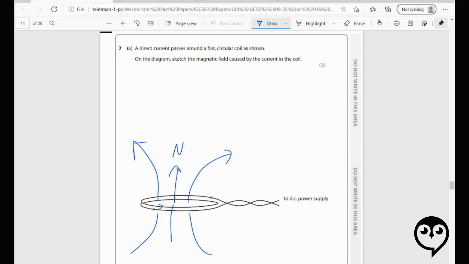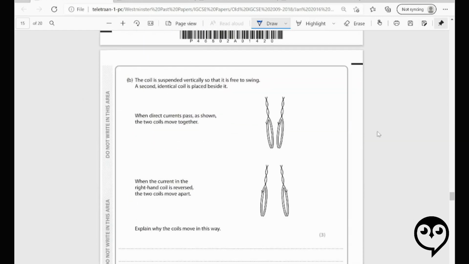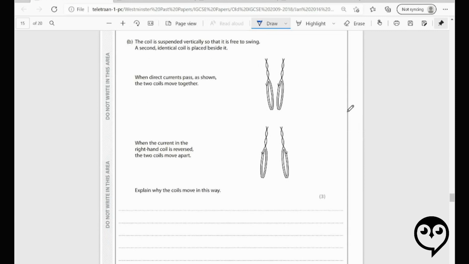Let's see what they're looking for, 3 marks, but I think we probably have that. This part is lovely. This is a really good question. So a coil is suspended vertically, free to swing, and a second identical coil is placed beside it. Current is going to pass through the coils, and they move together. So you see they're identical. When the current in the right-hand coil is reversed, they move apart. Explain why the coils move in this way.